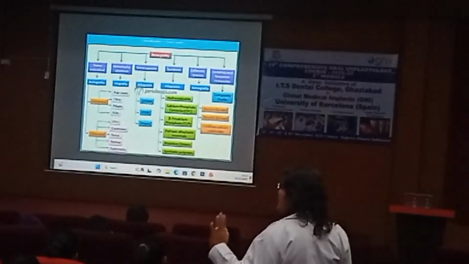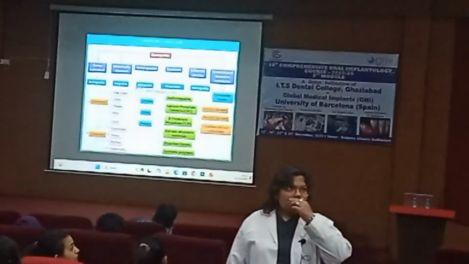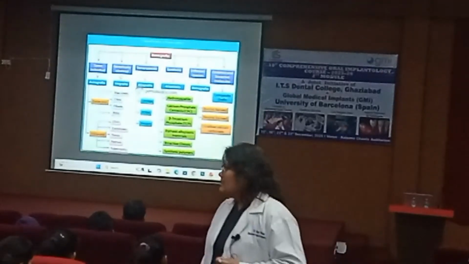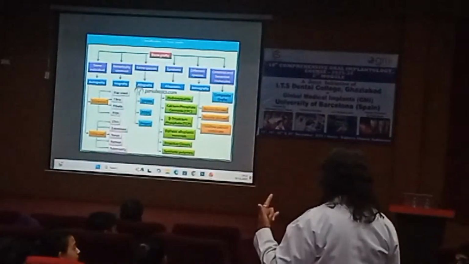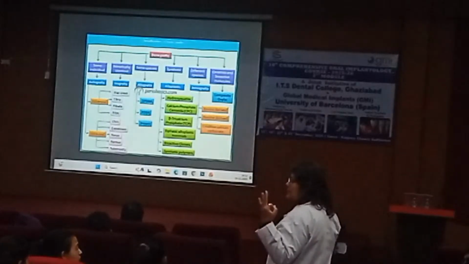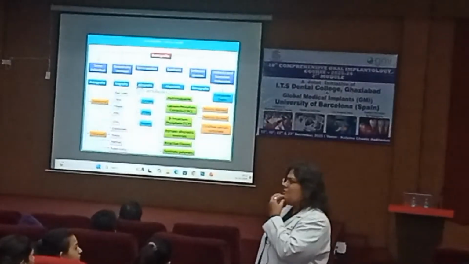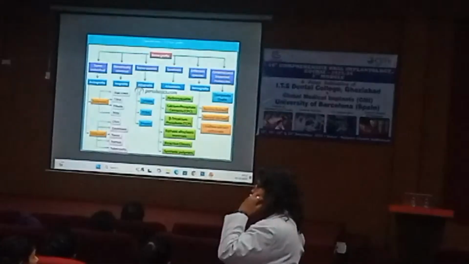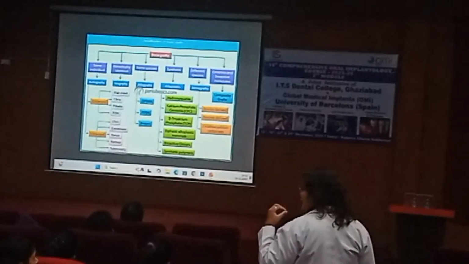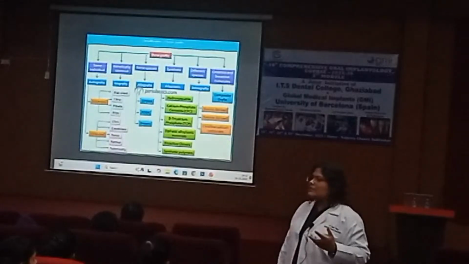What are the harvesting sites of bone graft? Palate. Okay. One is palate. Iliac crest. Okay, iliac crest, we'll come back to that. Tuberosity. Mandible. Mandibular symphysis. Mandibular body. Ramus area, right? These all are the donor areas to harvest the bone grafts.